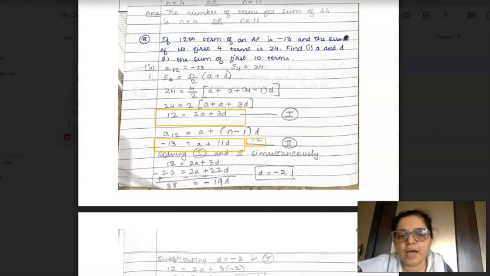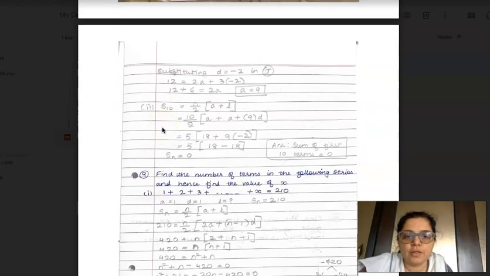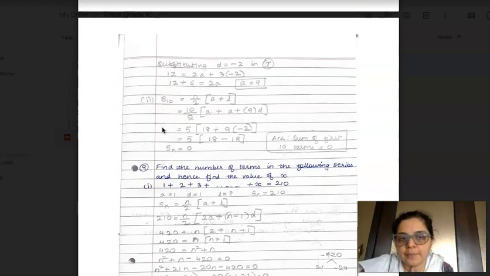Why? Because this is A. I want to make this as 2A. This is an A. So I want to make this as a 2A. So how do I do it? I multiply every single term in the equation by 2. So I land up where I can cancel out my 2A and 2A. And my D is negative 2. Once I get my D is negative 2, what do I do? I substitute it and find my A.